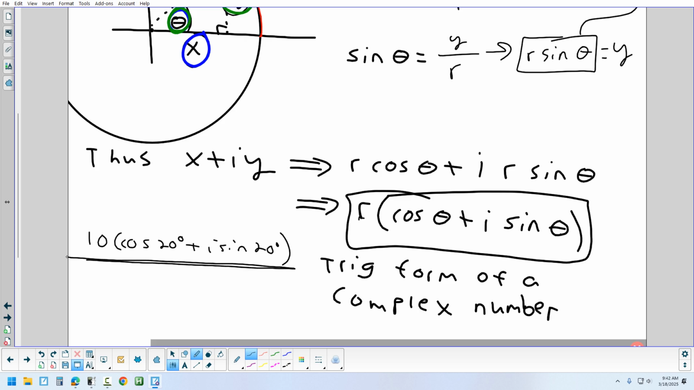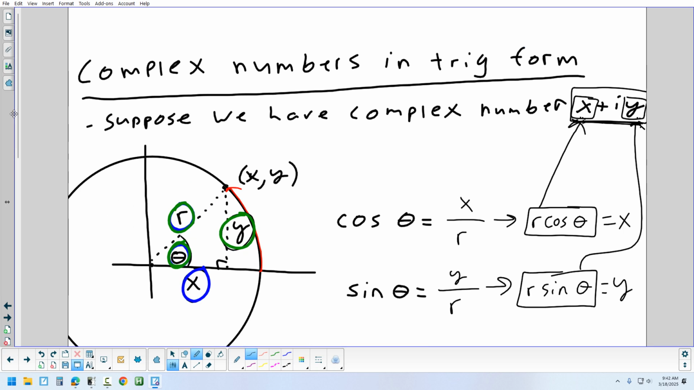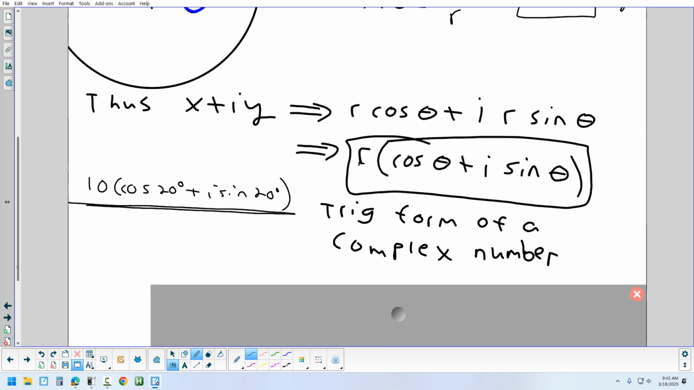If you said, well, what about the 10? Should you distribute it and take the cosine and the sine of 20? Well, if you distribute it and do all that out, you're going to be changing what you have in trig form back to standard form. Okay, so you don't want to do this out unless you're trying to check your answer.